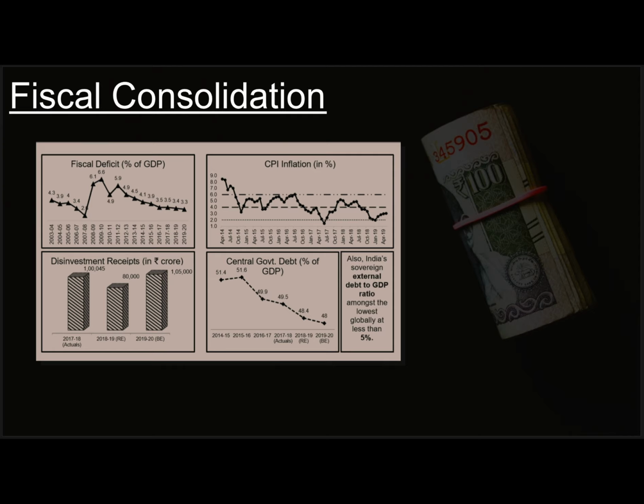Now talking about fiscal consolidation, the fiscal deficit of the government has constantly been decreasing over the past few years, which is a very good sign for the Indian economy. Central government's debt as a percentage of GDP is also decreasing, which shows that fiscal consolidation is actually happening in the Indian economy.